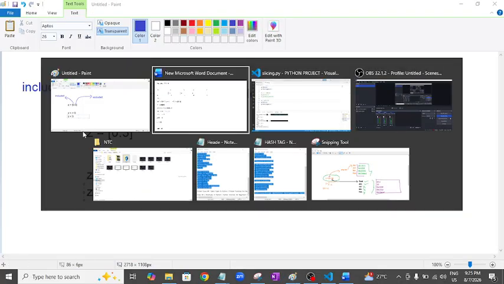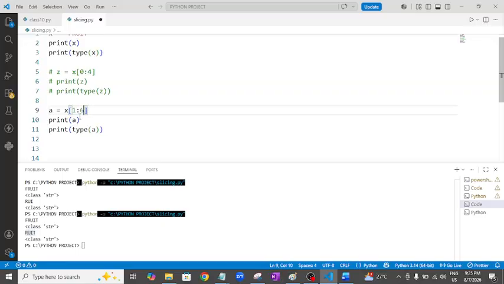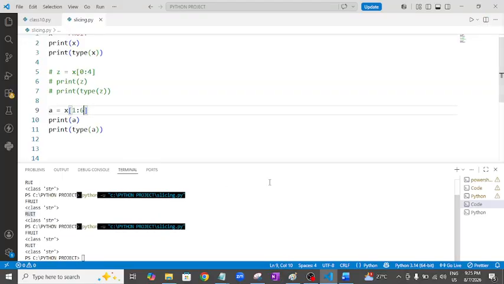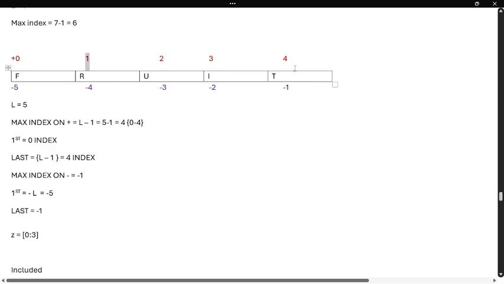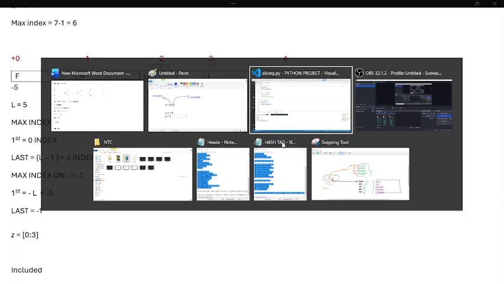But let me try. If I give 6, it is going to give, yes sir. If I give 7, it is going to give, sir, because it considers the last. After this 4, if you give any number 5, 6, 7, 8, 9, 10, it is going to consider the last index only. Are you happy? This is just a trick question.